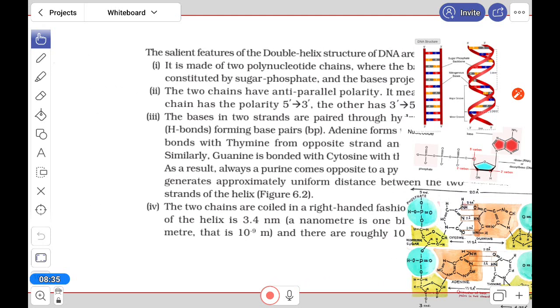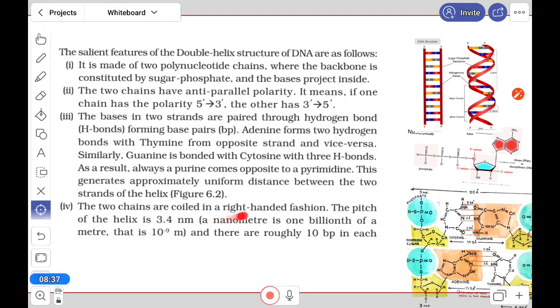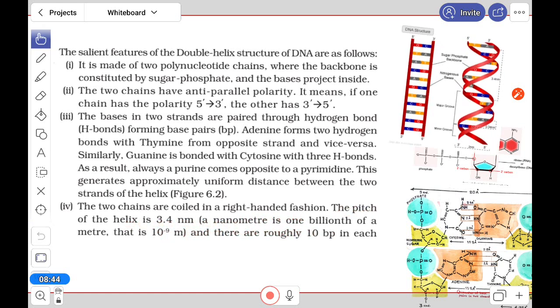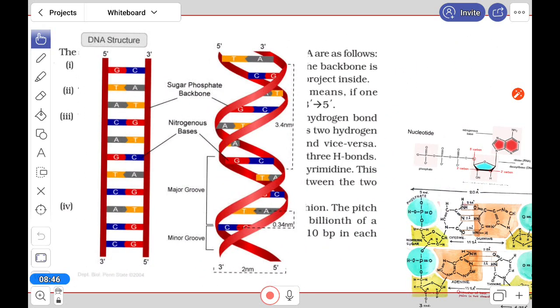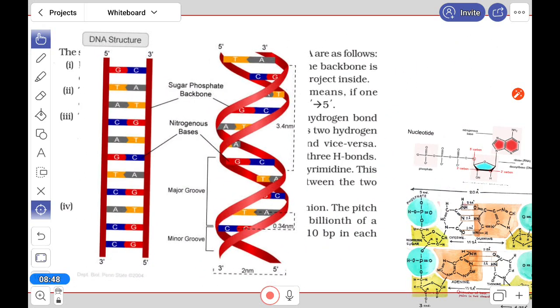The two chains here coil in a right-handed fashion, and here are some statistics that we can also see from this diagram. You can see that in between this part, there's 0.34 nanometer.